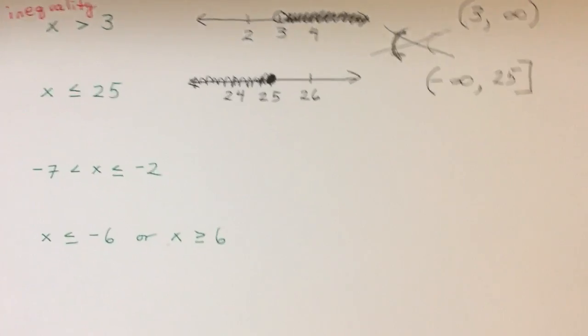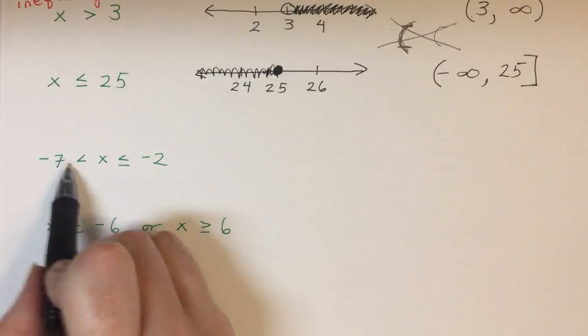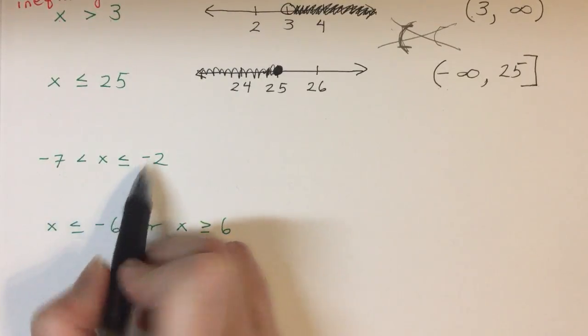We can have a compound inequality. Negative 7 is less than x is less than or equal to negative 2.